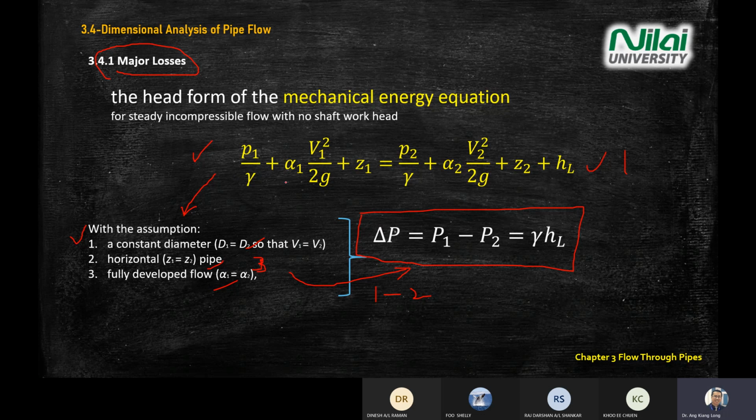Write this equation, write your assumption, and check whether the question mentioned this one or not. If the question mentioned this one, write the assumption, rearrange the equation based on your assumption, and arrive at one individual equation, delta P equal to P1 minus P2, gamma or specific gravity, HL. Today, this is our focus, which is our head loss.